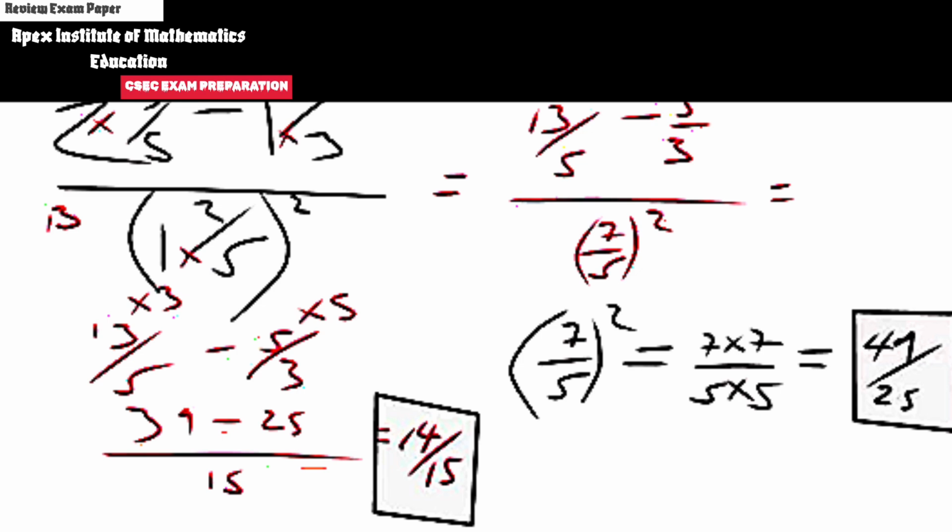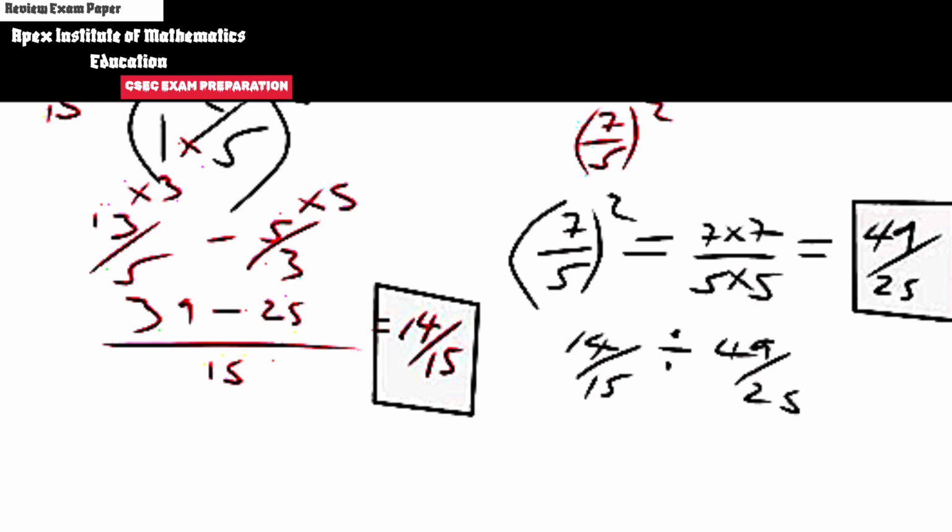Now we're going to take the answer for the top part of the problem, which is going to be 14 over 15, and we're going to be dividing that by 49 over 25.